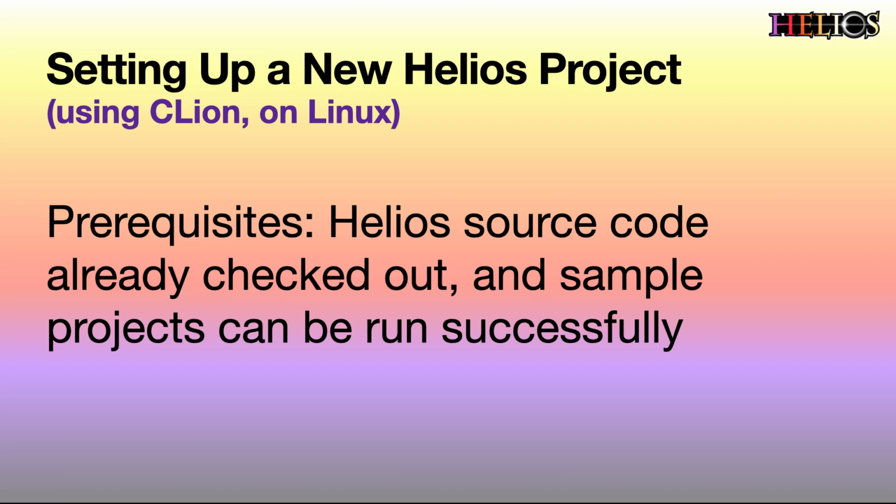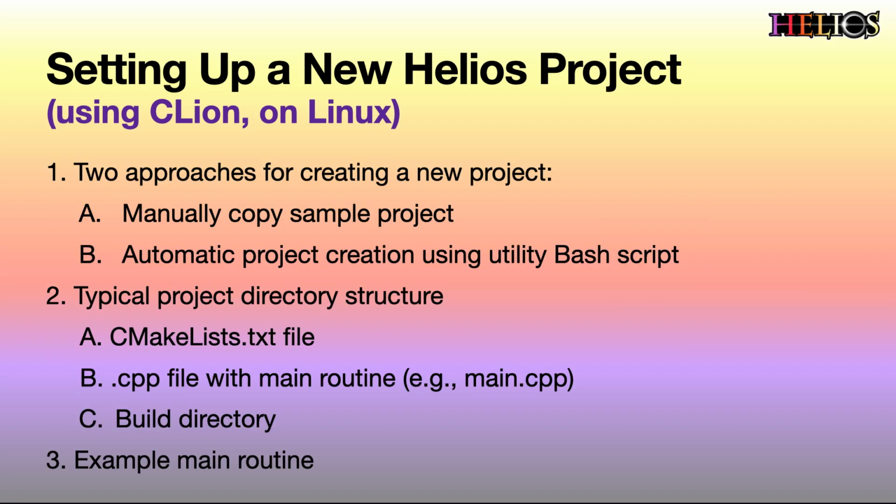So I'm going to assume that you have the Helios source code already checked out from GitHub, and you're able to run the sample projects successfully. We'll cover two different approaches for creating a new project. First, we'll just show how to manually copy a sample project that already exists and then modify it in order to create your new project.